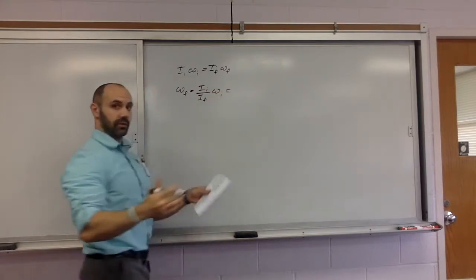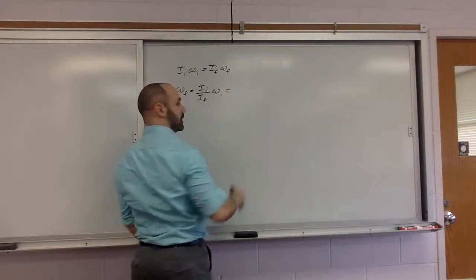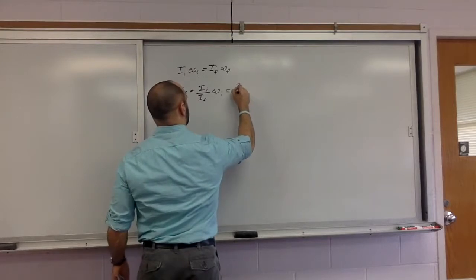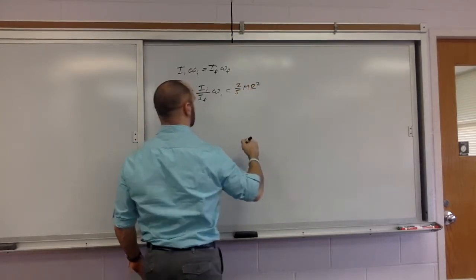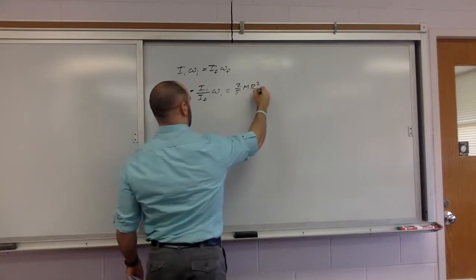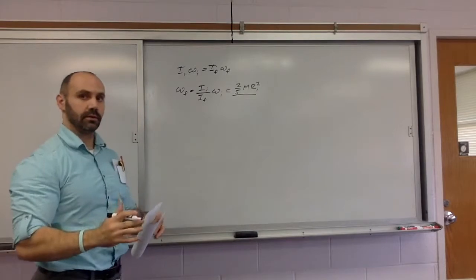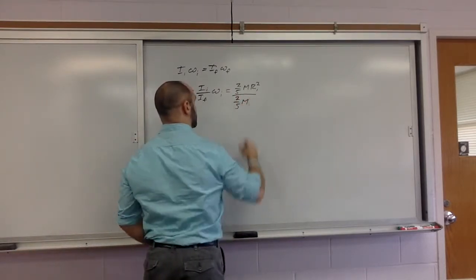Okay, let's look at what these numbers are. The initial is, we're going to assume that it's a solid sphere. It's really not, but we're going to assume that it is. This is 2/5 mr squared. Okay, this is initial. And then at the end, it's a smaller solid sphere, 2/5. Still the same mass, though.